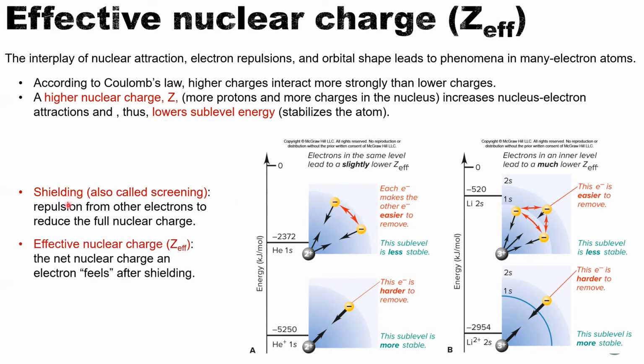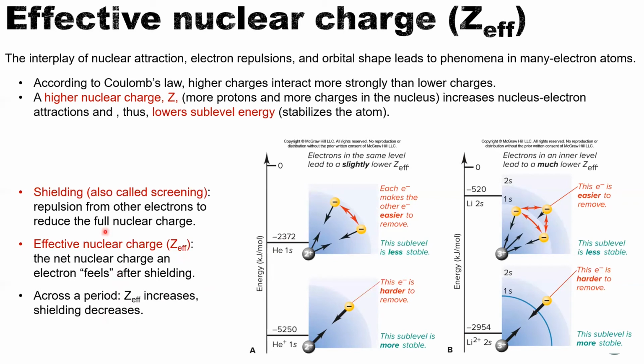Of course, the shielding reduces the nuclear charge it feels, and the felt nuclear charge of an electron is called the effective nuclear charge, Z subscript EFF. Across the periodic table, the effective nuclear charge increases from left to right, and the shielding effect decreases from left to right. We will talk more about the trends in the periodic table in later videos in this chapter.